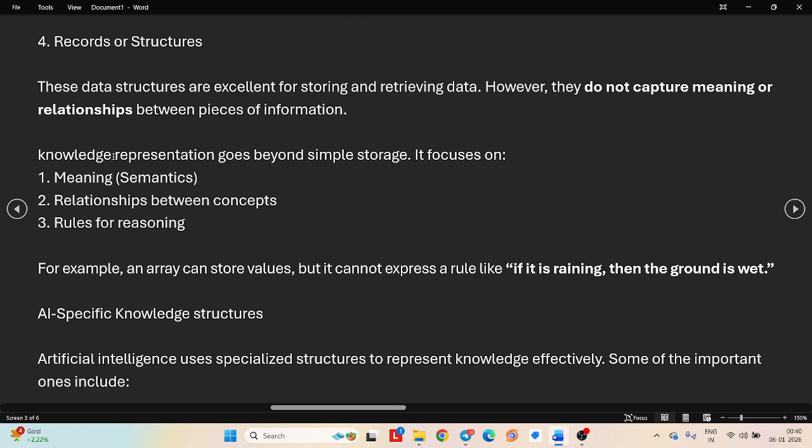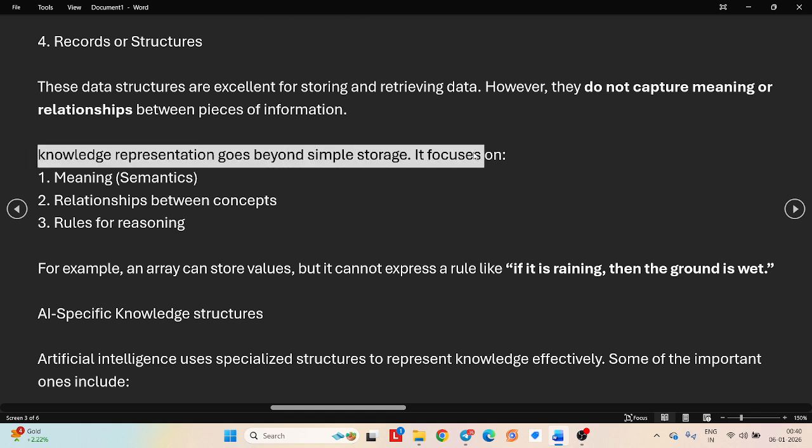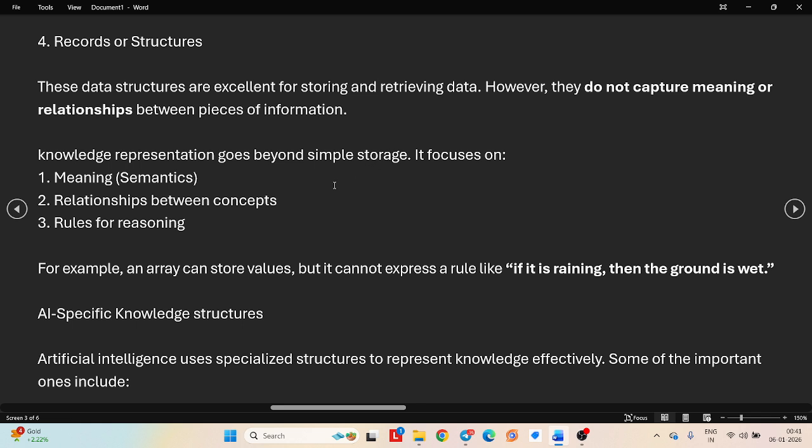But knowledge representation goes beyond simple storage. Here we use meanings, relations between concepts and rules for reasoning. This is best according to us. I'll tell you an example as well. An array can store values, but it cannot express a rule like: if it is raining, then the ground is wet. So you guys are understanding it, right? Yeah. So that is the example.